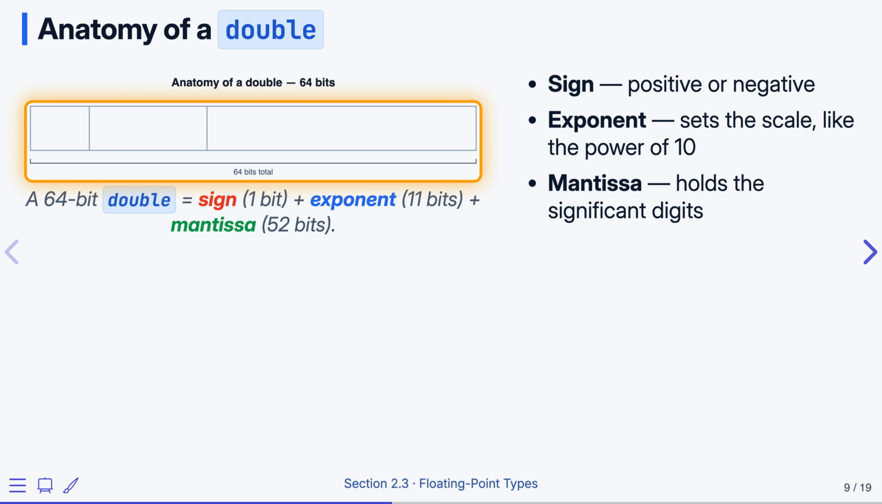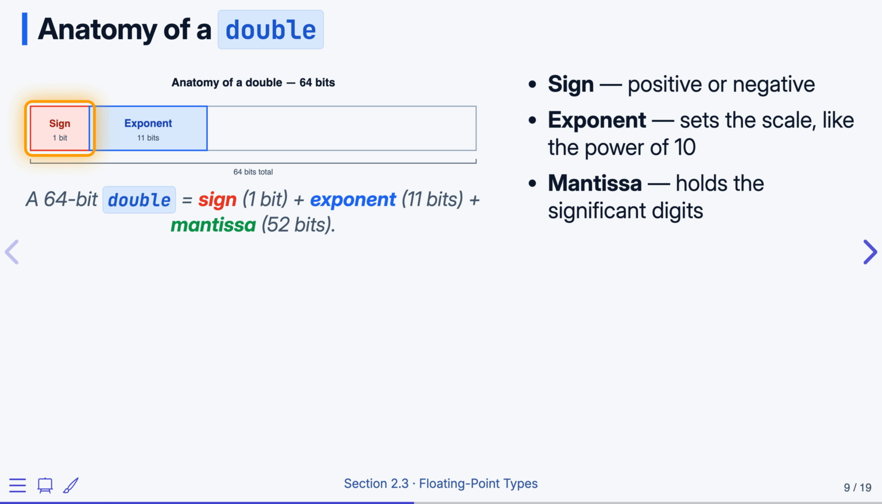Let us open up a double. A double is 64 bits. Think of those bits as one long strip. That strip is split into 3 fields. We will fill in each field one at a time. The first field is the sign bit. It is just 1 bit. It decides one thing: is the number positive or negative?